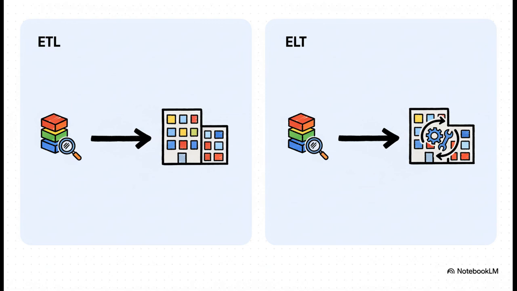The old way, ETL, meant you had to transform and clean up the data before you put it in your expensive data warehouse. But now, with super cheap cloud storage and crazy powerful cloud warehouses like Snowflake or BigQuery, it's way easier to just extract and load all the raw data first. That's the EL. And then do the transformation, the T, using the massive power of the warehouse itself.